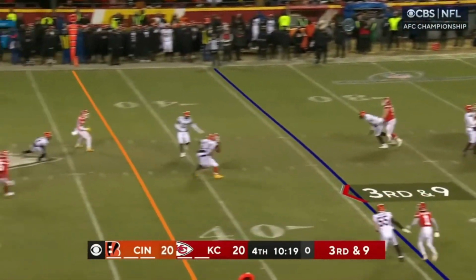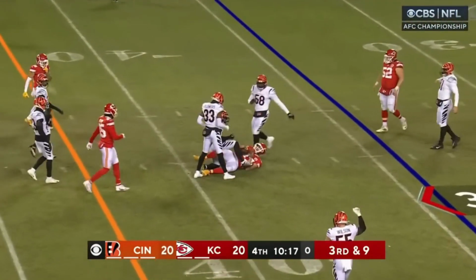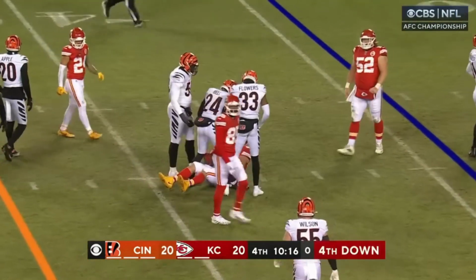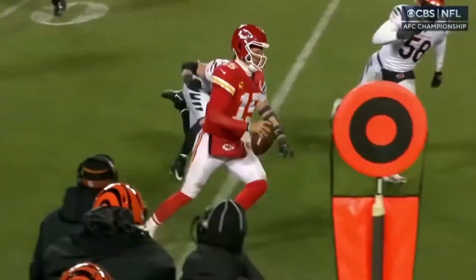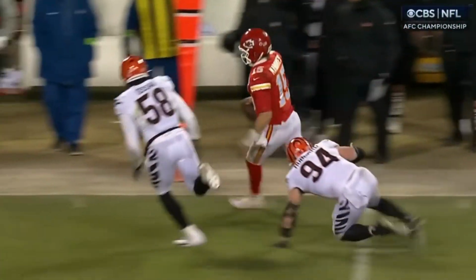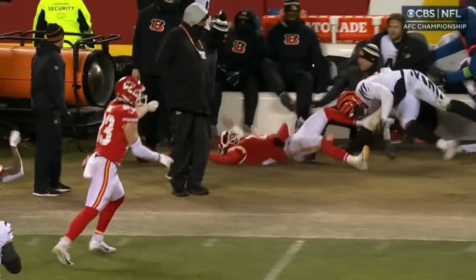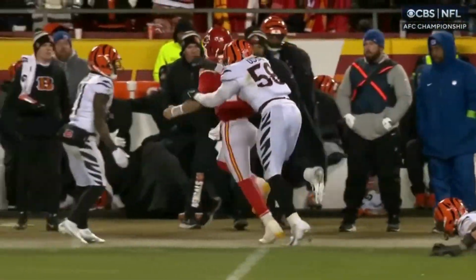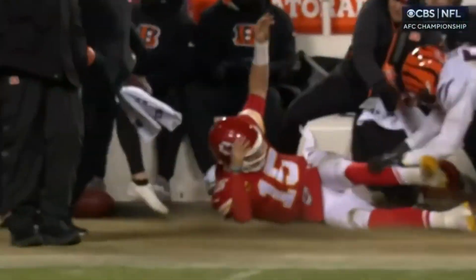Both of those cases, you can look at the refs calling it, and it makes a little bit of sense why they called it. But ultimately, if you're a Bengals fan, I'm not, I wouldn't blame you for being mad about this. Yes, it's absolutely a foul, but it just feels bad because of what has been the context leading up to this point in the fourth quarter.